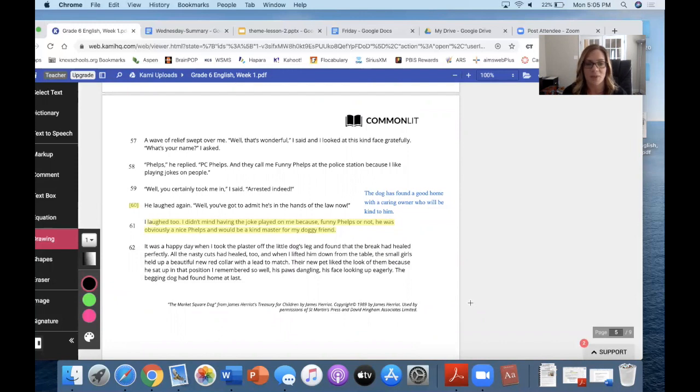It was a happy day when I took the plaster off the little dog's leg and found that the break had healed perfectly. All the nasty cuts had healed too. And when I lifted him down from the table, the small girls held up a beautiful new red collar with a lead to match. Their new pet liked the look of them because he sat up in that position I remembered so well, his paws dangling, his face looking up eagerly. The begging dog had found home at last.